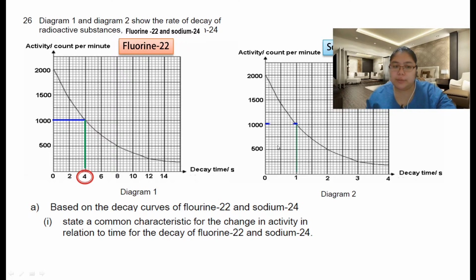Sodium drops from 2000 to 1000 in just 1 second. So which one is faster to decay? It should be the sodium. In 1 second, sodium decays to half, while the fluorine needs 4 seconds. So that means the sodium is faster to decay.